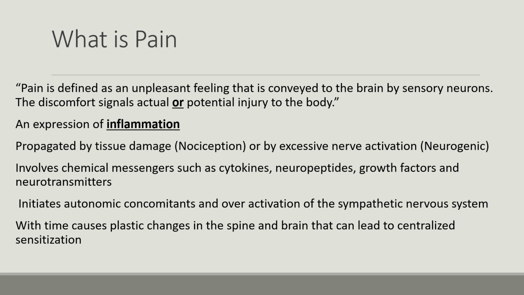All of these involve what we call chemical messengers, such as cytokines, neuropeptides, growth factors, and neurotransmitters. These are messengers that tell one part of the body what's going on in anticipation for that part of the body to maybe help control the situation, repair it, and do what it needs to do. So these messengers are extremely important.